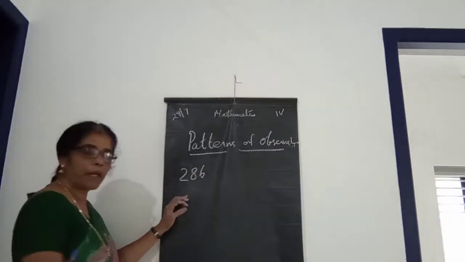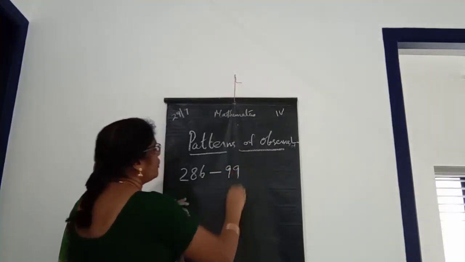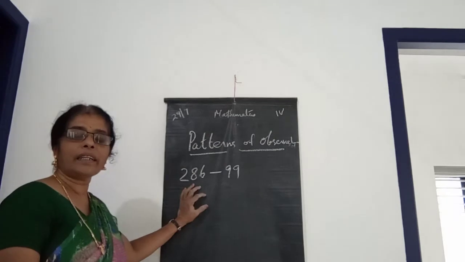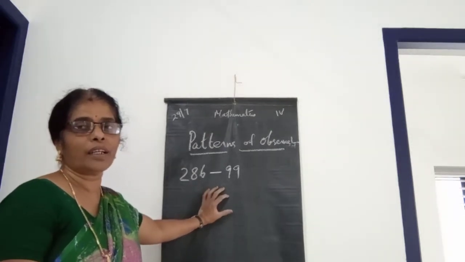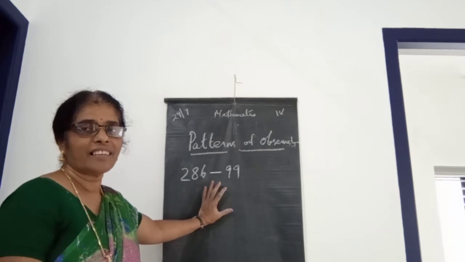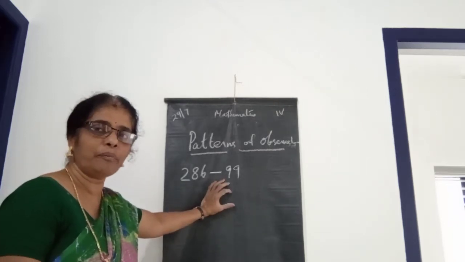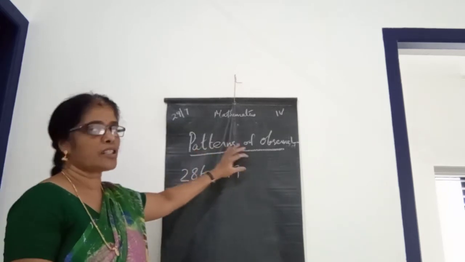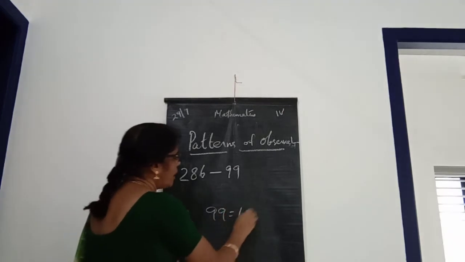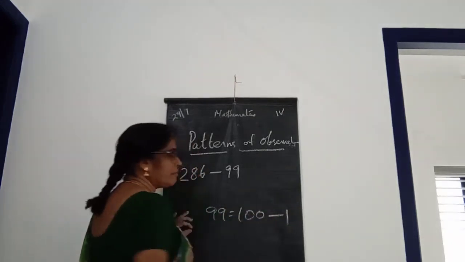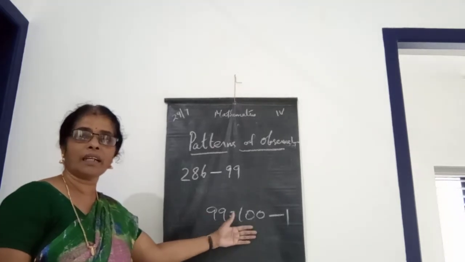286 minus 99. Look here. 286 minus 99. Can you do that in the mind? That time you can use the patterns of observation. That is, 99 is equal to 100 minus 1. 99 means that is 100 minus 1.